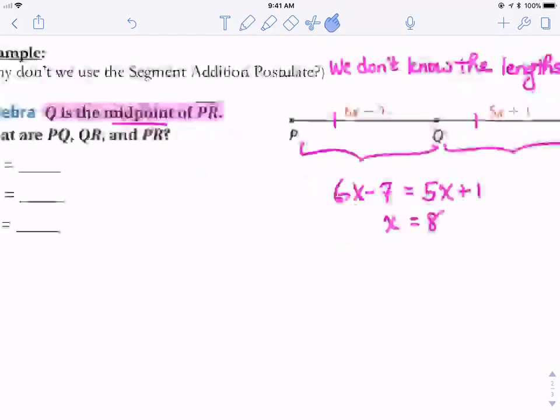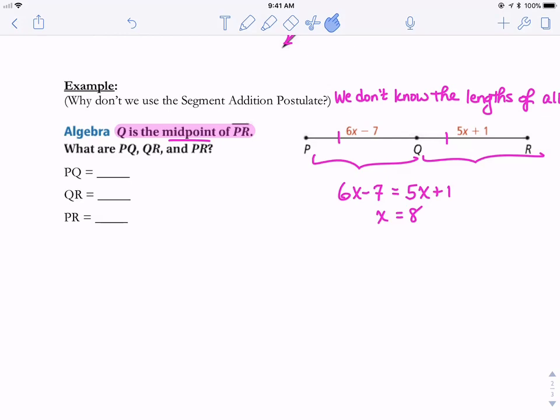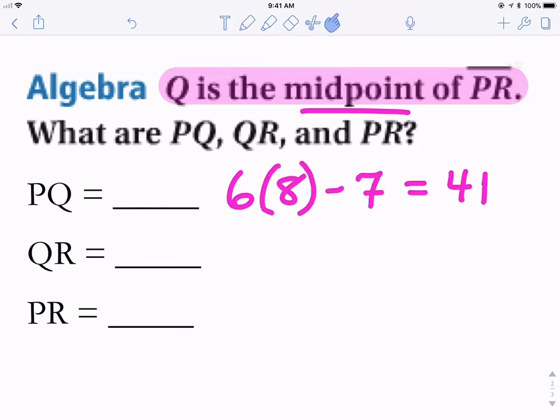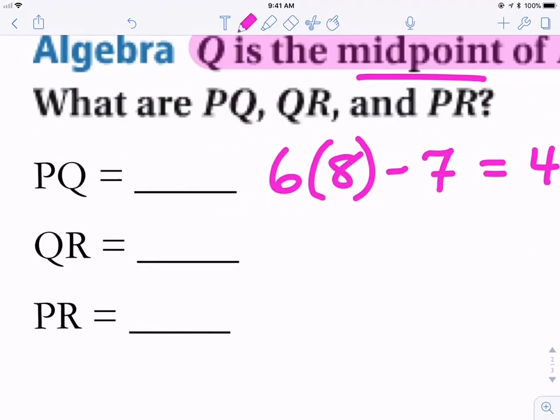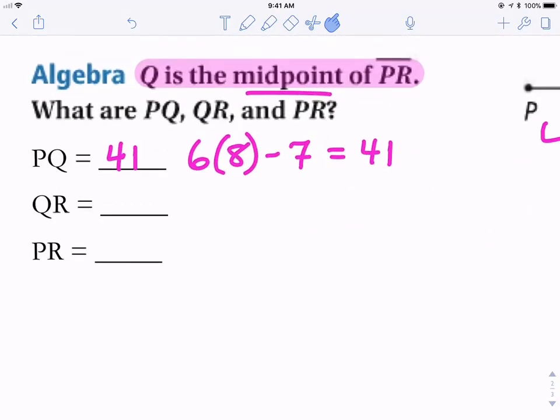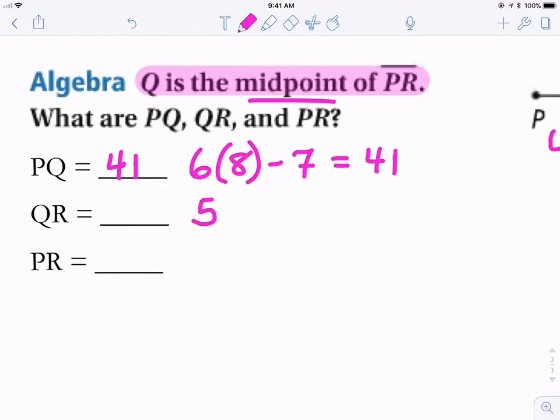Now, again, have we answered the question? Well, it asked you for these segment lengths, so let's plug it back in. So 6 times 8 minus 7 for PQ. 48 minus 7 is 41. Do you know how long QR is supposed to be? Well, it should be 41, right? 5x plus 1, we'll verify that. 5 times 8 plus 1, okay, good, it's 41 also. We knew that Q was the midpoint, so they better come out to be the same.